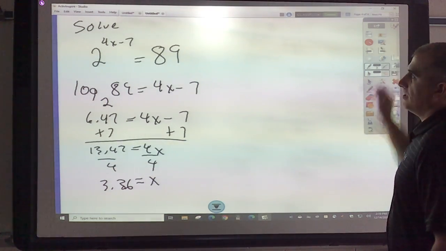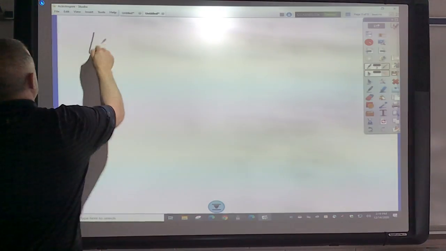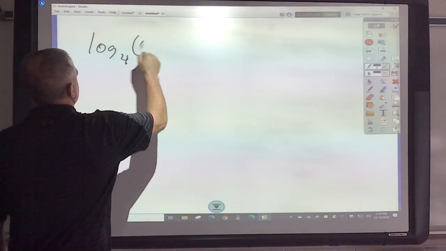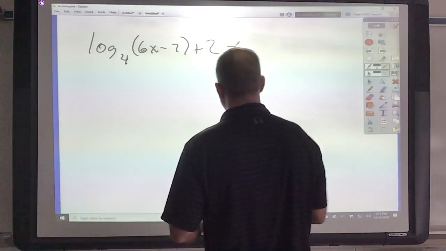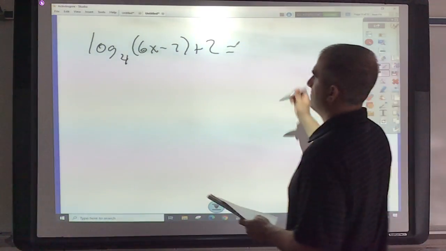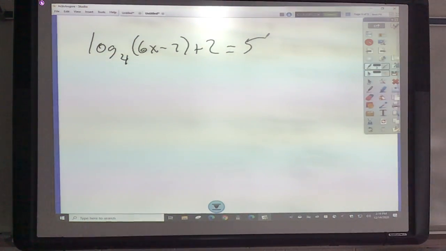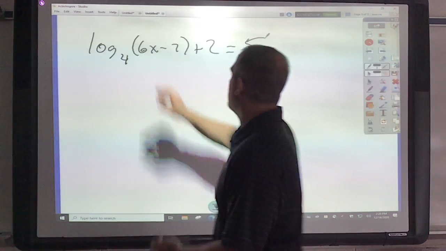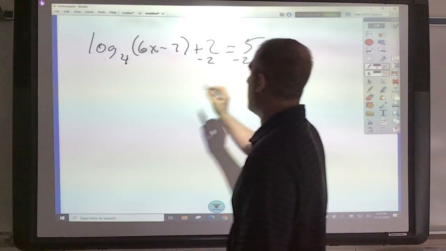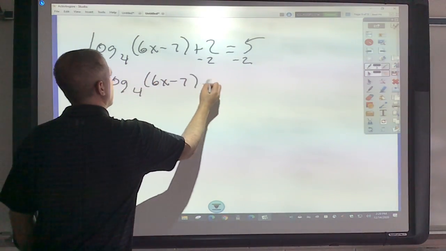Let's do another one that's a log. Let's say I've got log base 4, 6x minus 7 plus 2 equals, let's say 5. Now, what you want to do, and I was sort of doing it with the x-intercept stuff, is get this part with the log by itself. So I want to move this 2 by subtracting 2. So I got log base 4, 6x minus 7 equals 3.